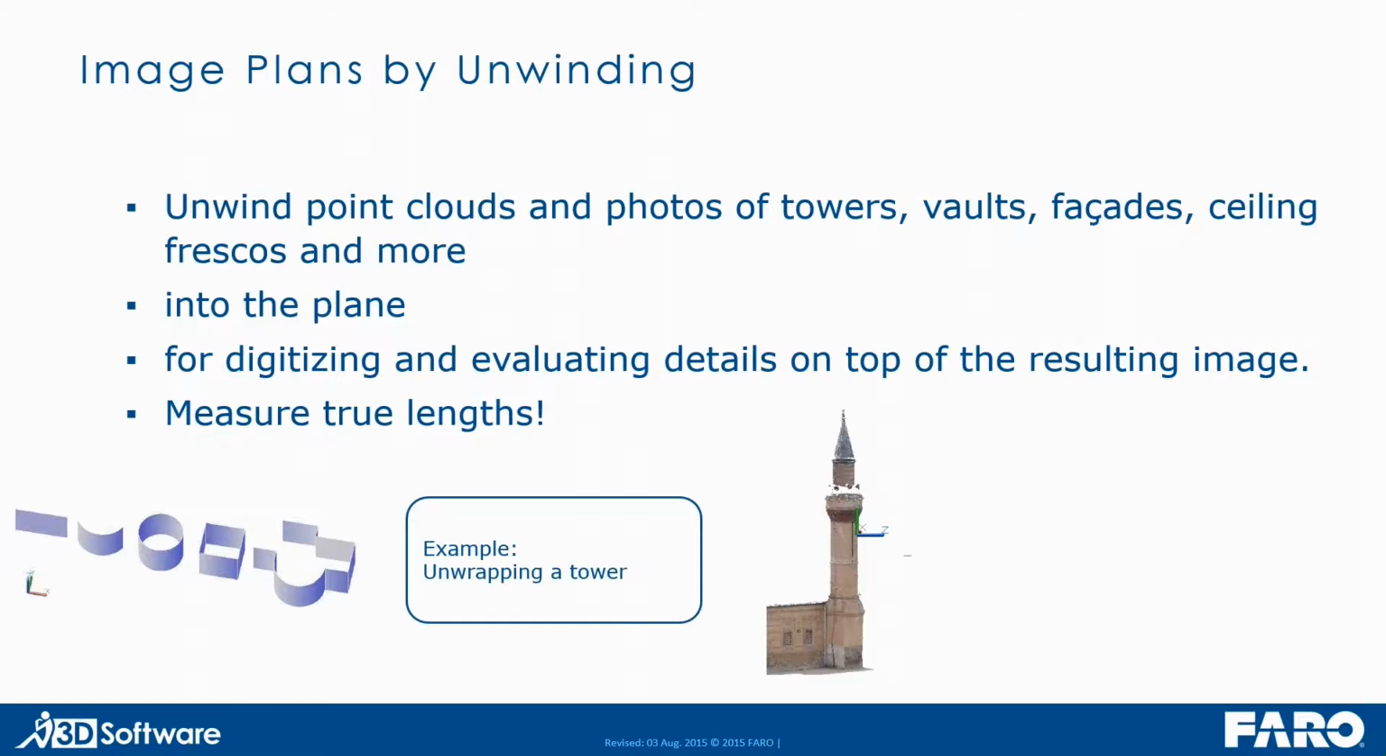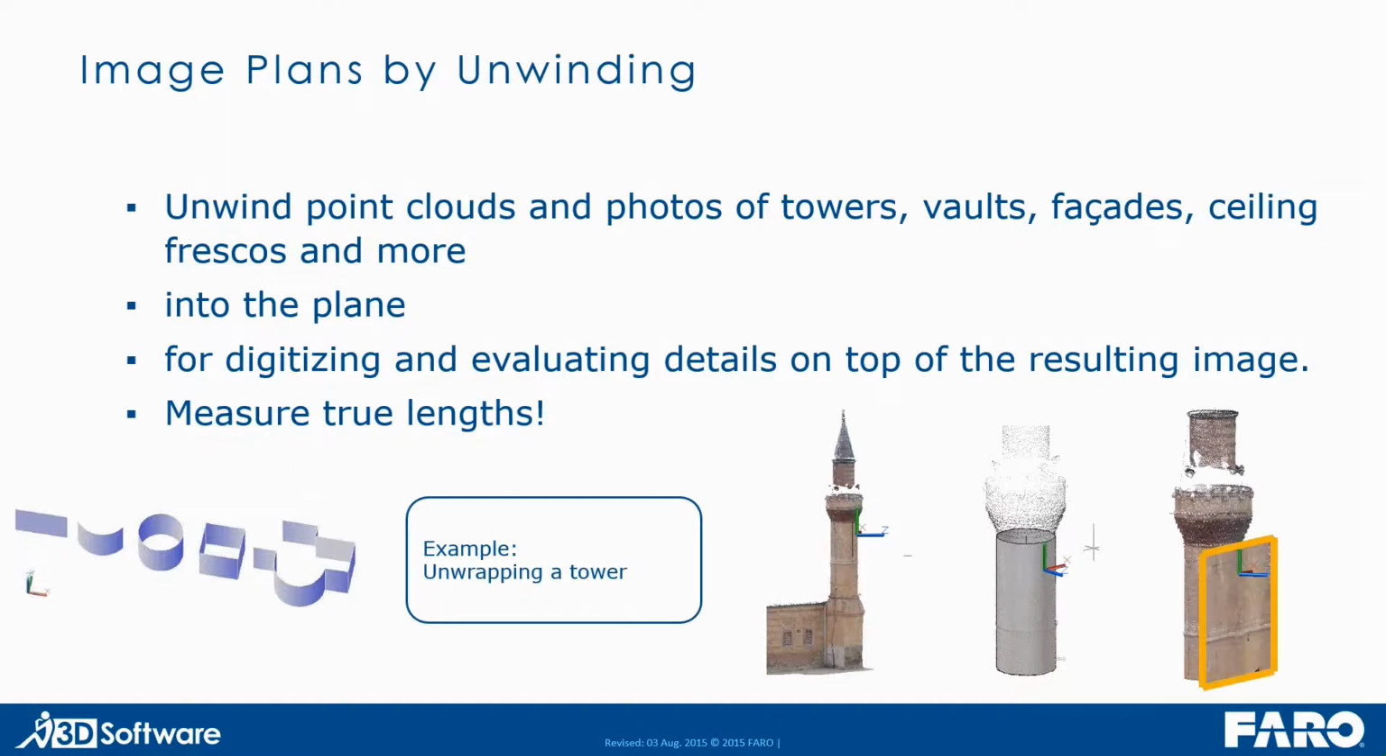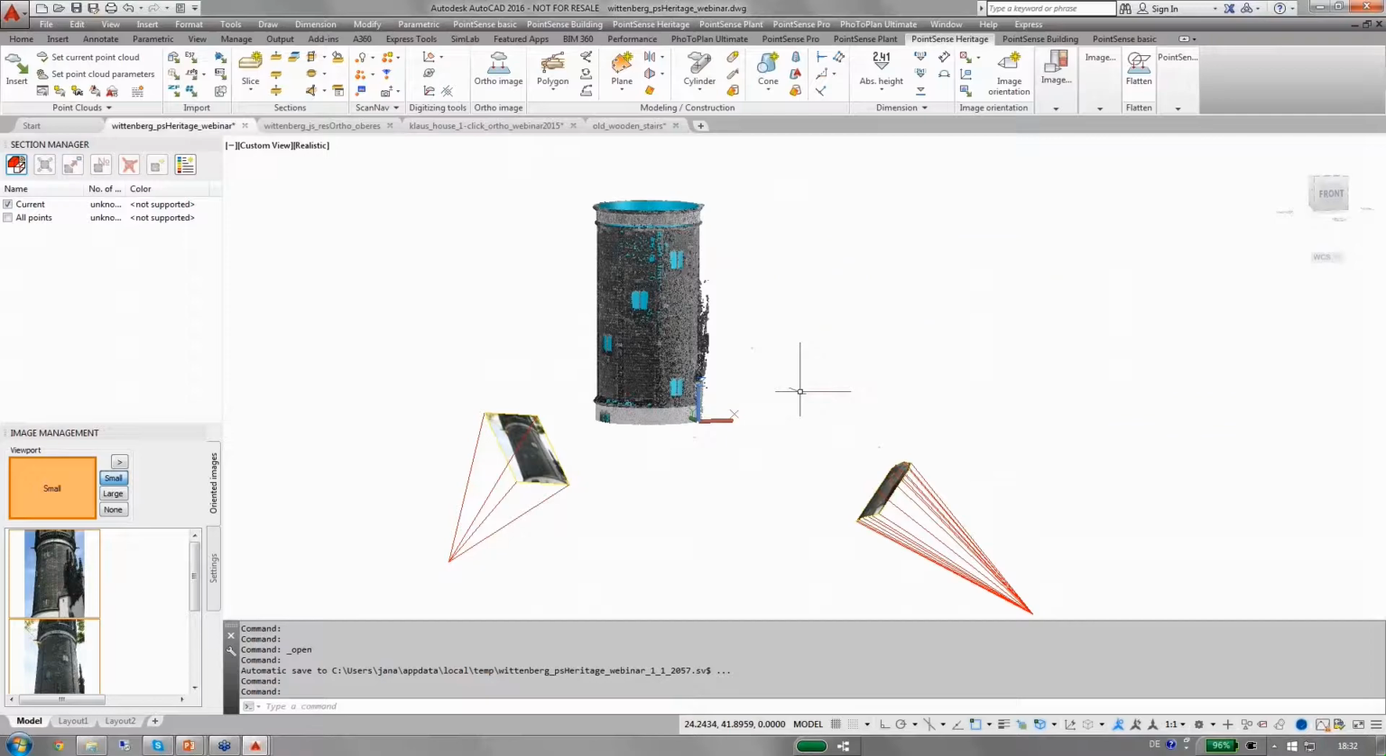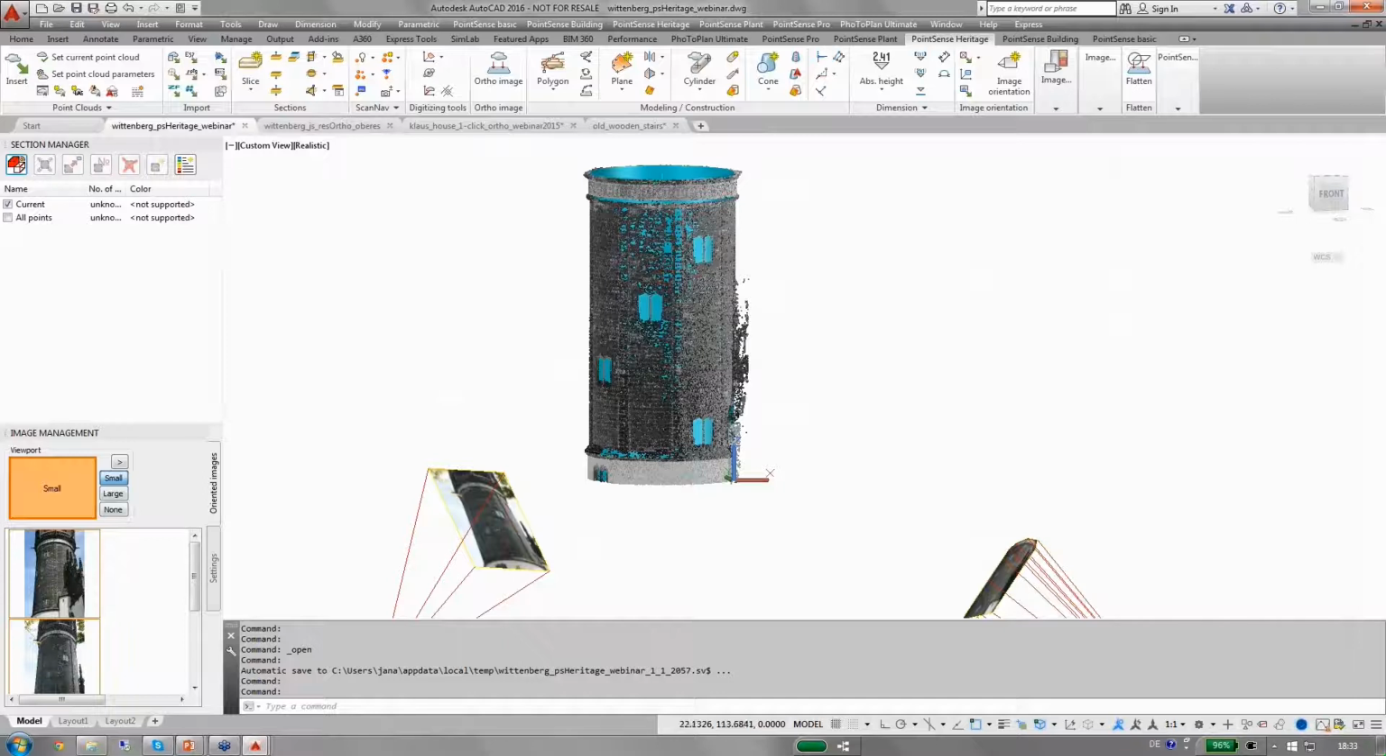Here's an example of a tower. Same tower, we used the cylinder analysis tool previously. You will have to fit a cylinder to the point cloud and use this cylinder to be unrolled into the plane. But since this is very abstract, I would like to demonstrate this tool for you live inside PointSense Heritage. Here we have a scan of a tower, and I use this fit cylinder tool to fit the ideal cylinder to that scan data.